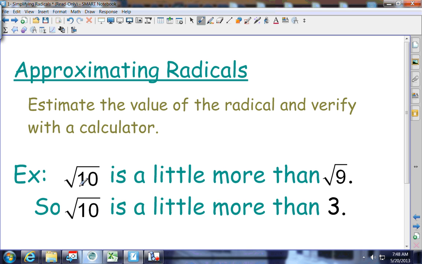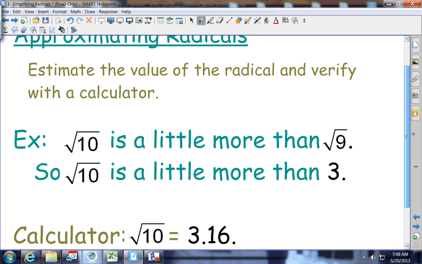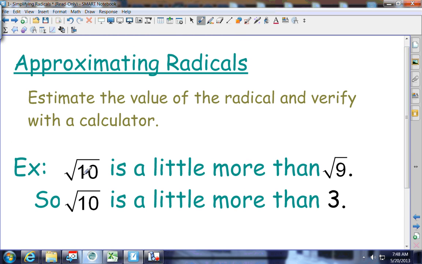Now, when we're approximating radicals, when you estimate the value of a radical, we're going to verify it with the calculator. Okay, so sometimes you can look at it and figure out what it approximately is. See, the square root of 10 is going to be just a little more than the square root of 9. What's the square root of 9? 3, right? Because 3 times 3 is 9. So that means that the square root of 10 is a little more than 3.